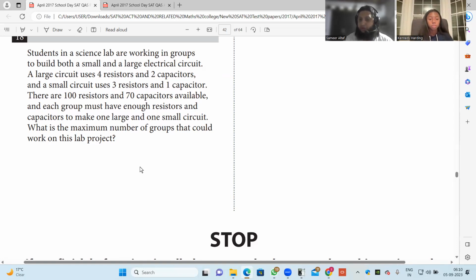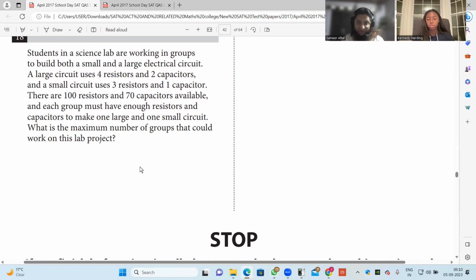Try to break it. You'll not read the complete question. You'll read 1 or 2 lines, understand those 2 lines, move on to the next 2 lines, and so on. Students in a science lab are working in groups to build both a small and a large electrical circuit. A large circuit uses 4 resistors and 2 capacitors, and a small circuit uses 3 resistors.